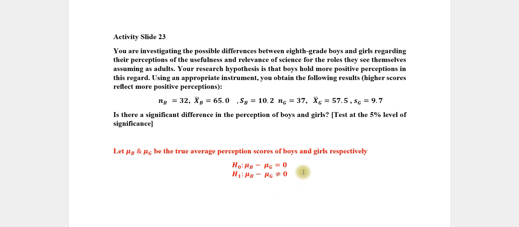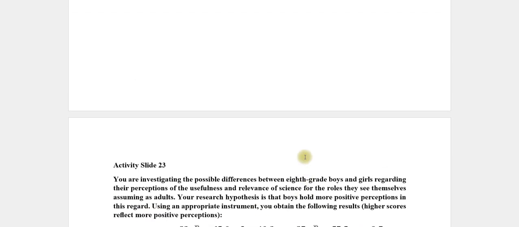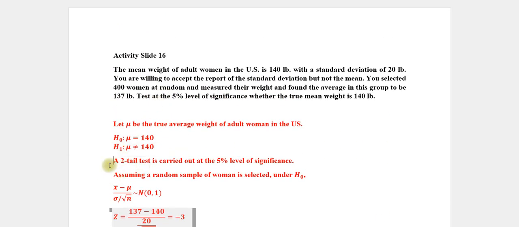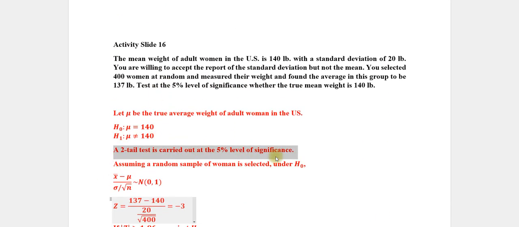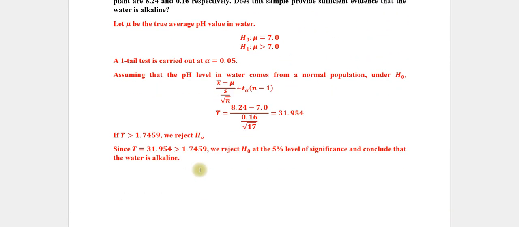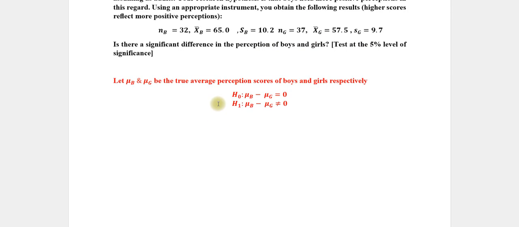Having said so, we are going to mention if a one-tail or a two-tail test is carried out. I think you got used to this one. I'm just going to copy and paste this part here. The 5% level of significance as usual, and then we're going to do our assumptions.